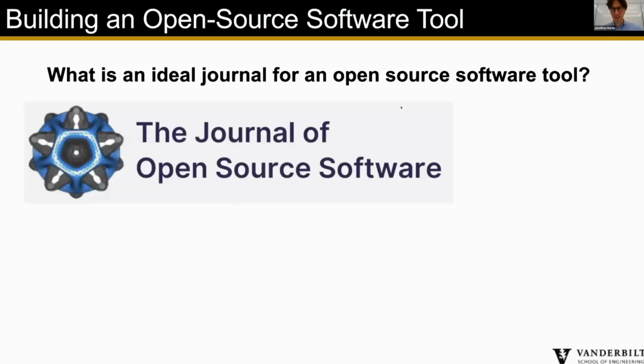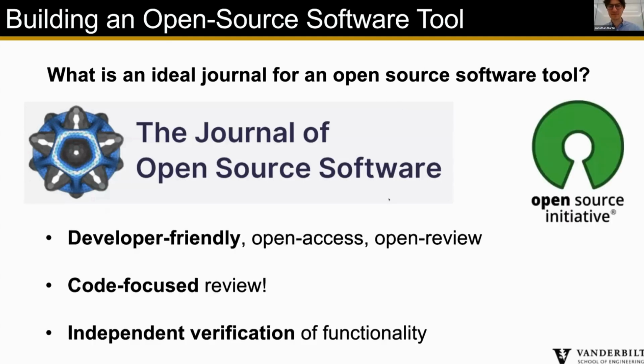Well, it turns out there is the Journal of Open Source Software. That title kind of tells it all and checks all of our boxes. It's a developer-friendly, open access and open review journal with a code-focused review. I think it's really cool that they focus their review. The text of your paper tends to be fairly short, and the review focuses very heavily on the actual source code and the actual performance promises that you make of your software.